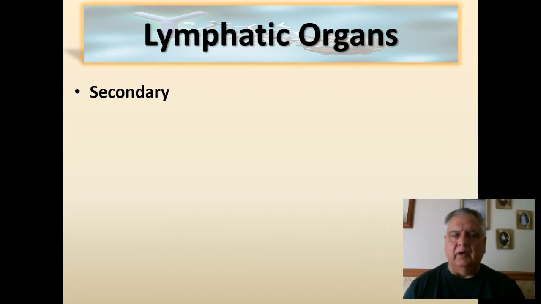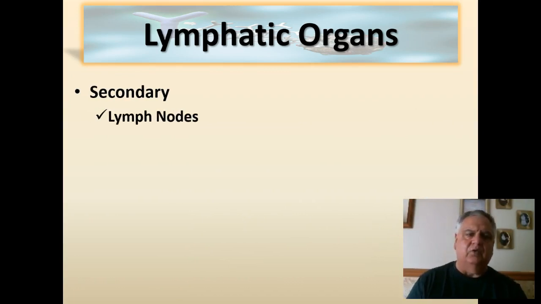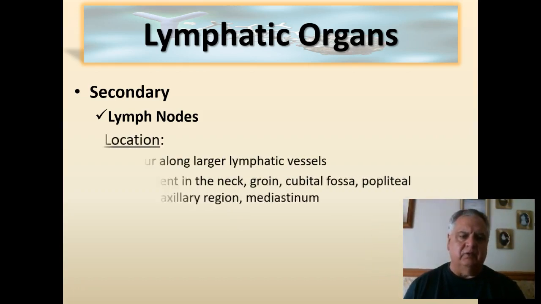All right, that takes us now to our secondary lymphatic organs. And the first of the secondary lymphatic organs we're going to take a look at are the lymph nodes. Remember, these are the sites where the B and the T cells actually become active and do their job, play out their roles in terms of the immune system and defense against pathogens.